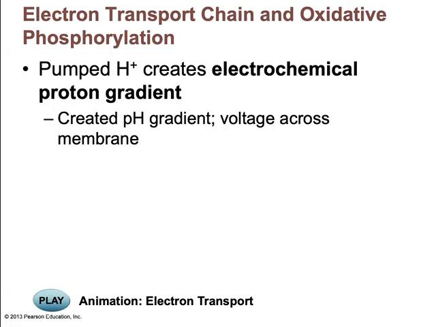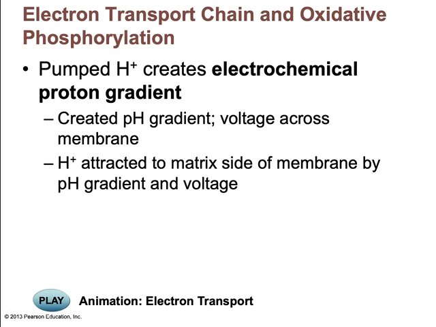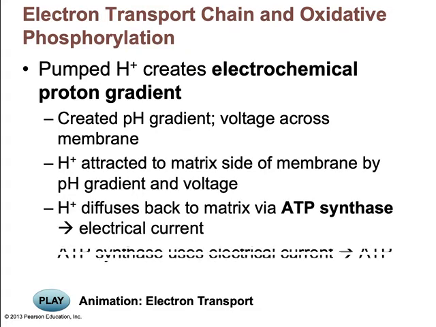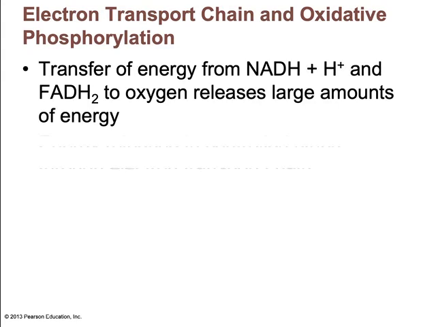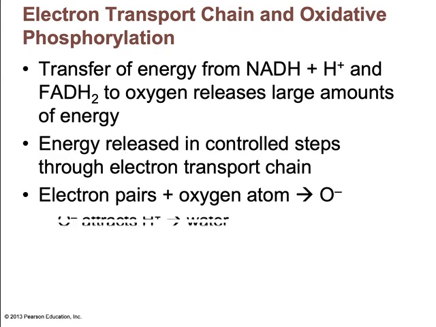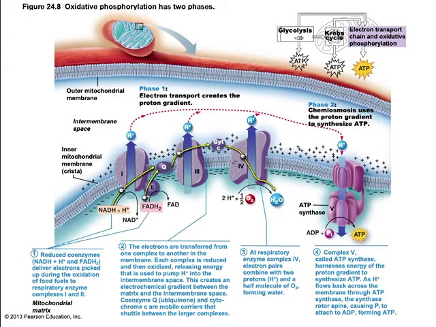Okay, the protons create an electrochemical gradient that diffuses through ATP synthase, and that's what generates the bulk of the ATP produced, 32 of the 38. Okay? The oxidation of NADH and FADH2 generates sufficient energy to drive the production of all of this ATP. The electron pairs become water once they combine with the oxygen that's bound in the last complex.